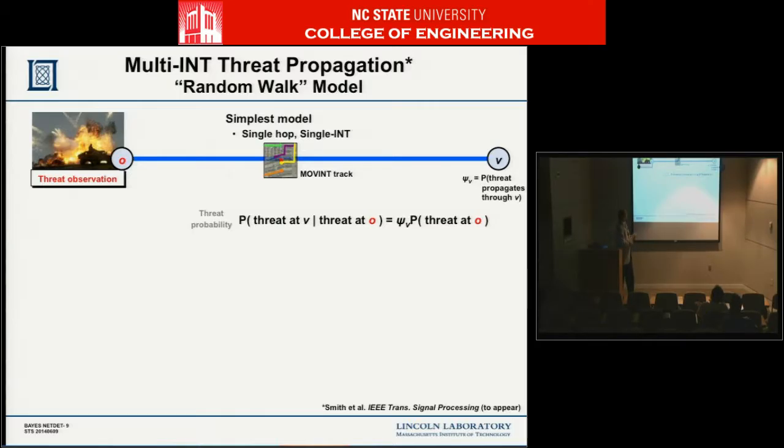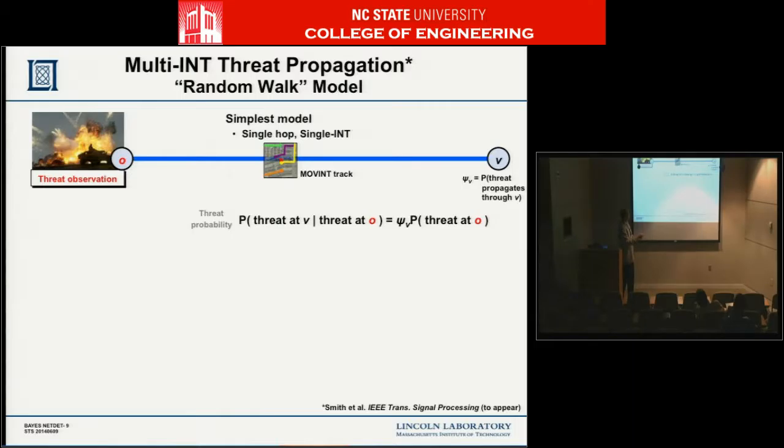So let's talk about this random walk model. Here you've got a graph, and I'm going to talk about the simplest possible model where I've got two things in my graph. I've got this thing I observe, and I want to see what the relevance is of the thing I observe out in this vertex. Now here there's only one connection between the two. So if this is threatening here, and I want to compute the probability of threat there, there's only one way I could go from here to here.